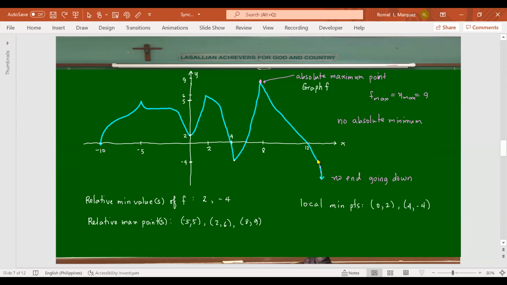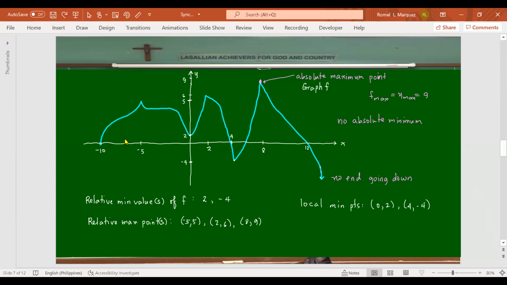Sir, definition, formal ng relative, there is an open interval that contains an x value for which the function value at that x value is always, yung mga nasa left and right niya, greater than or less than, depende kung siya lowest or highest. Okay? Clear now for the absolute? Yes po, sir. Possible bang magkaroon ng dalawang absolute maximum point?